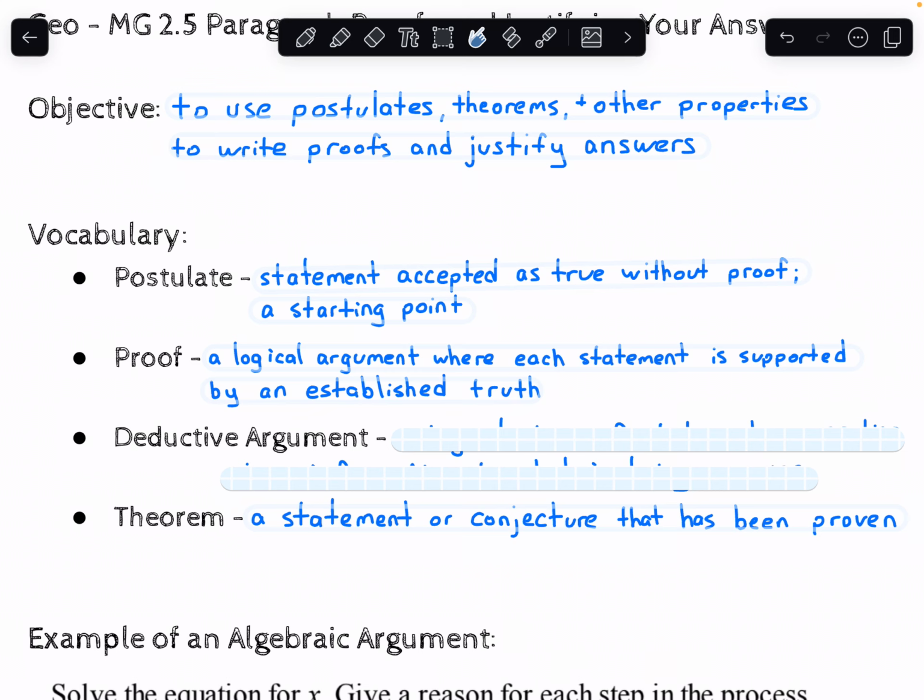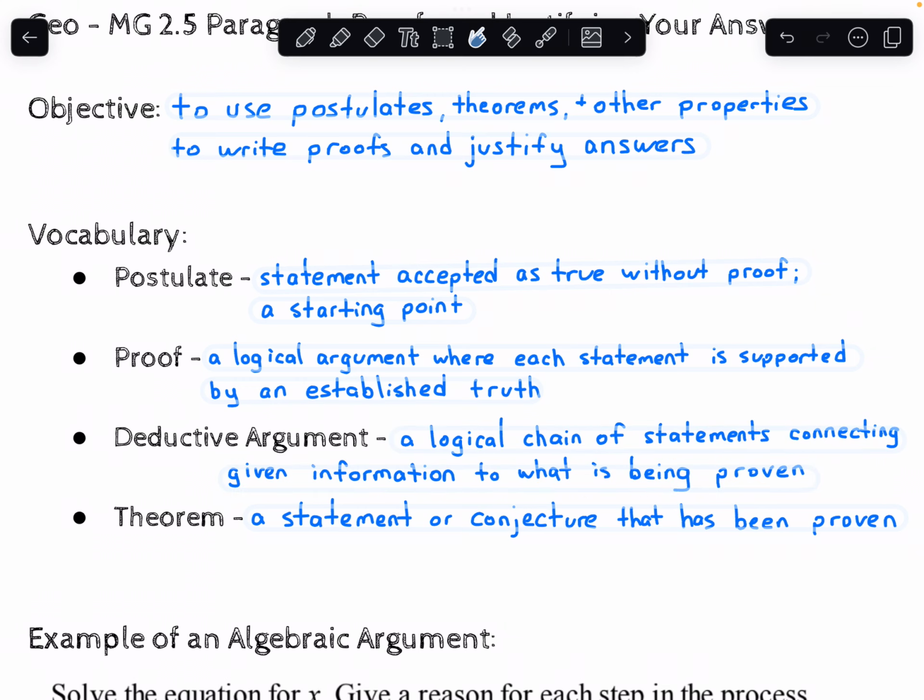Within that proof, in fact, the majority of the proof, is a deductive argument. The deductive argument is a logical chain of statements connecting given information to what is being proven. So this will be the meat of the sandwich in your proof, as it were, with the outer layers being the given information and the final statement that you're trying to prove in the first place.